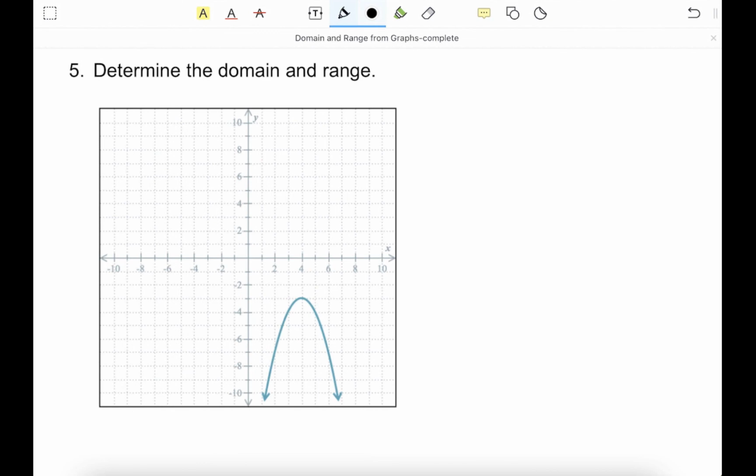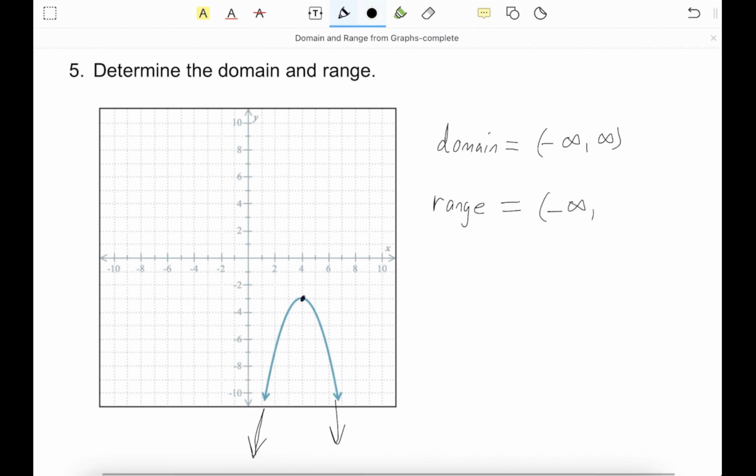Okay, for this one, again, the domain is all real numbers, and since it's a parabola opening downward, it's negative infinity to infinity. The range is more restricted. It's going from negative infinity, right down here, up to this highest point, which is the point for -3. So the y coordinate here is -3, and we include that in the range itself.